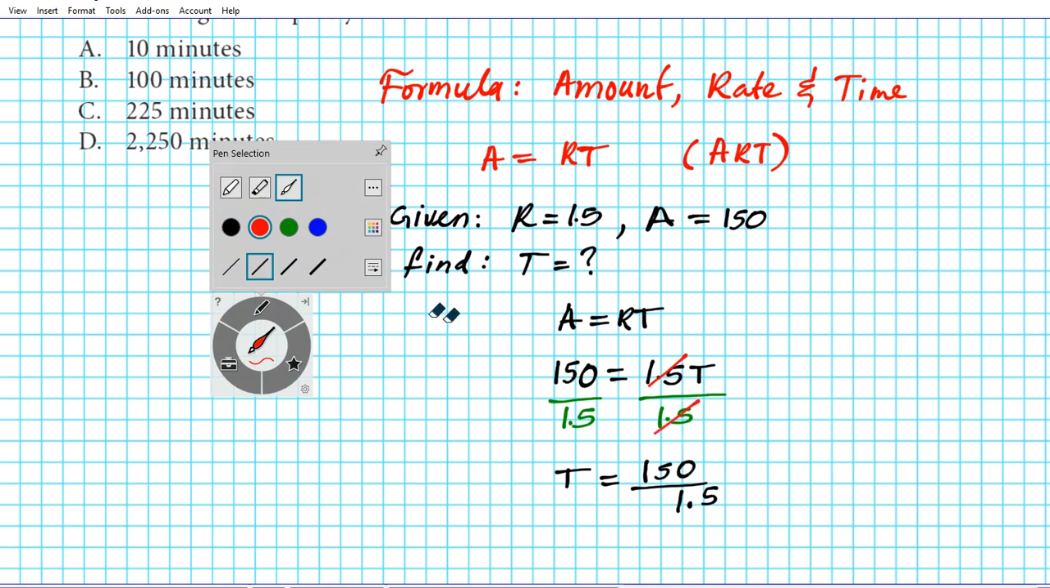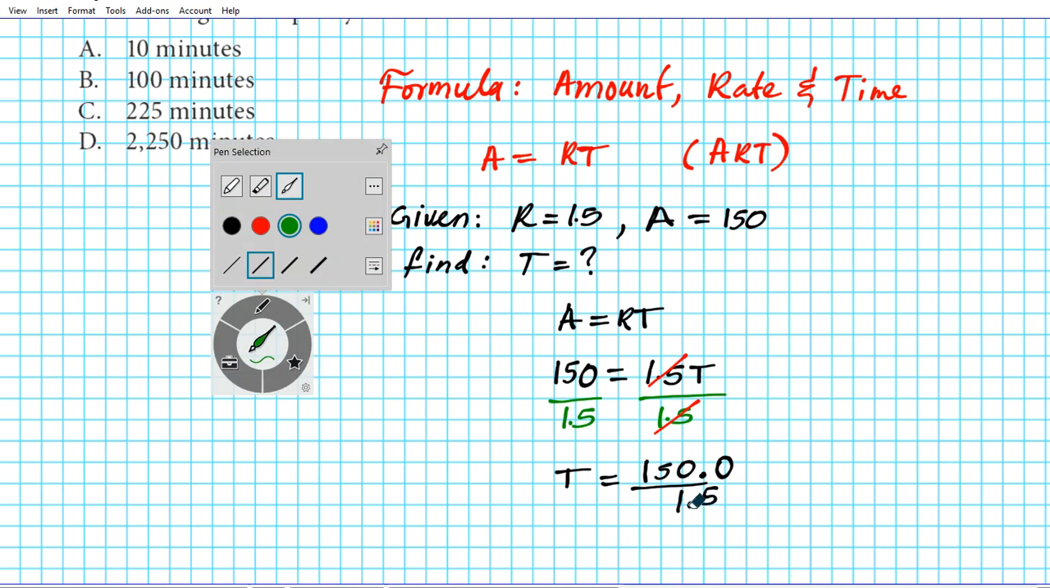Now, this is a neat little trick we can use when you're dividing numbers involving decimals. Put a decimal point here, 150.0. Now, we can move the decimal point in the numerator and the denominator the same number of times, an exactly equal number of times, and that will not change the problem.